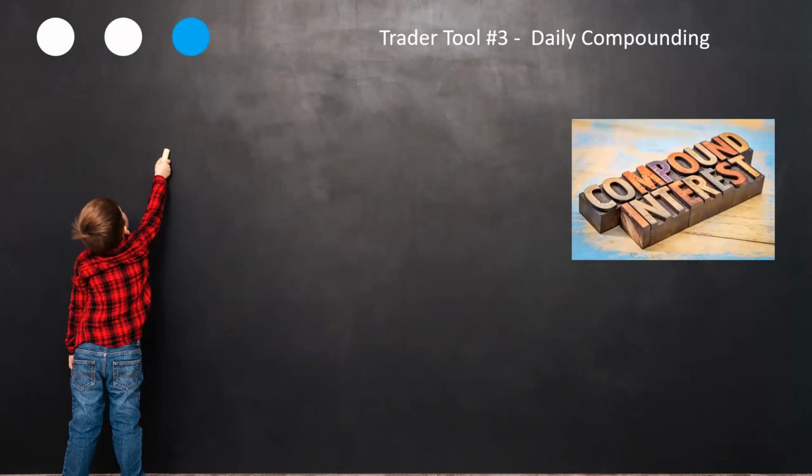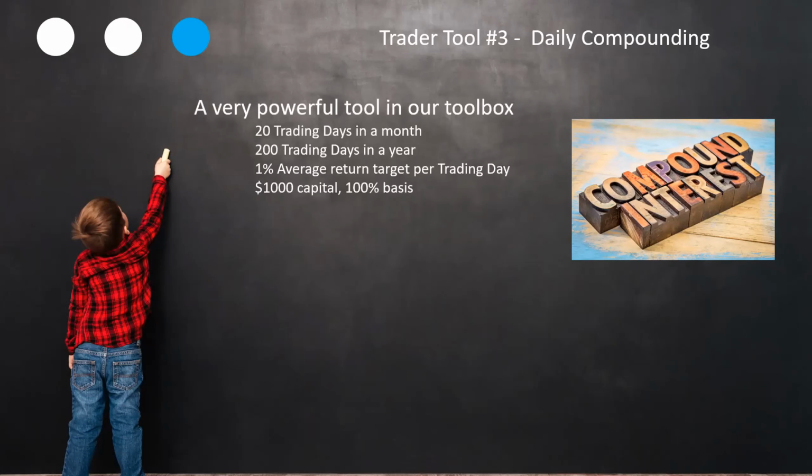Okay, here's tool number 3. Daily compounding. This is a very powerful tool in our toolbox. So for this discussion, this is the definition. A trading month is 20 trading days. A year is 200 trading days. A trading week would be 5 trading days.